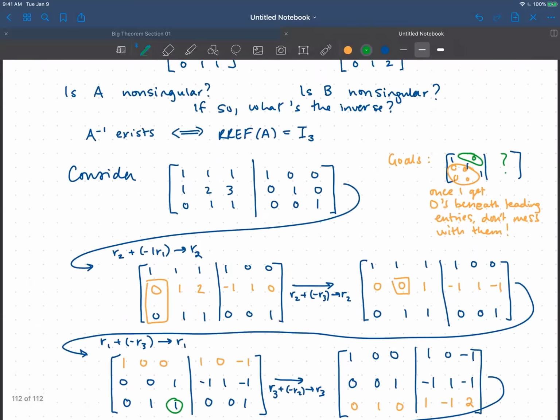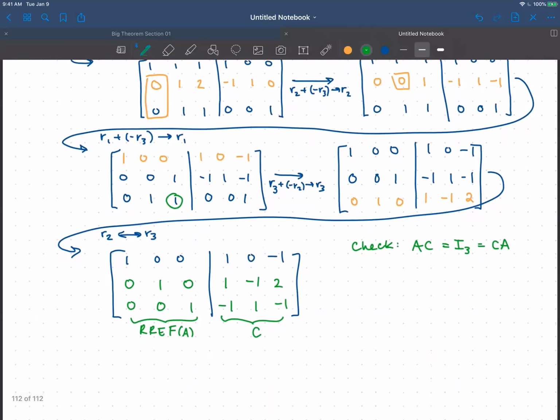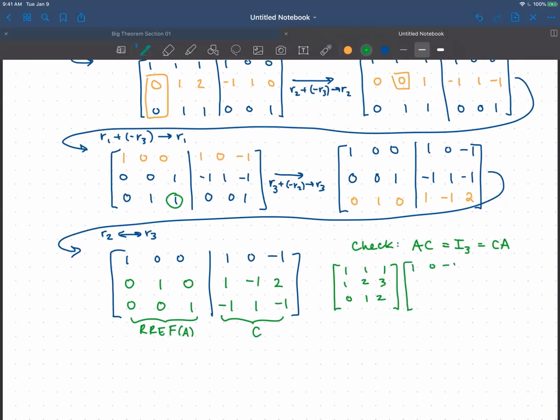So let's see, let's take a look at A. I remember what A was. We have 1, 1, 1, 1, 2, 3, 0, 1, 2. We multiply this by 1, 0, -1, 1, -1, 2, -1, 1, -1. I really hope I did this correctly. I had some caffeine today, so you know, there's a shot at it.